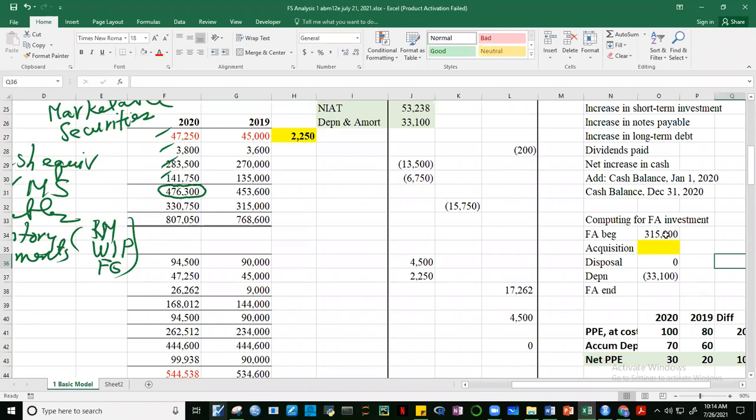So meron tayong sa simula, 315, tapos may binili tayong asset. Yun ang gusto natin malaman para yun ang ilalagay natin dito, no? Tapos may binenta tayo, wala namang binenta, tapos binawasan natin ng depreciation na 33,100. Okay, therefore, our fixed asset end will simply be just this one plus this one plus this one. Okay, pwede ko nang i-plus, guys, kasi naka-negative naman tayo dito. So I'll just sum this up.